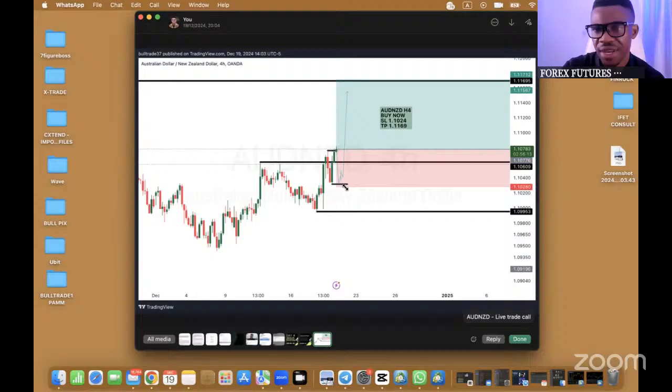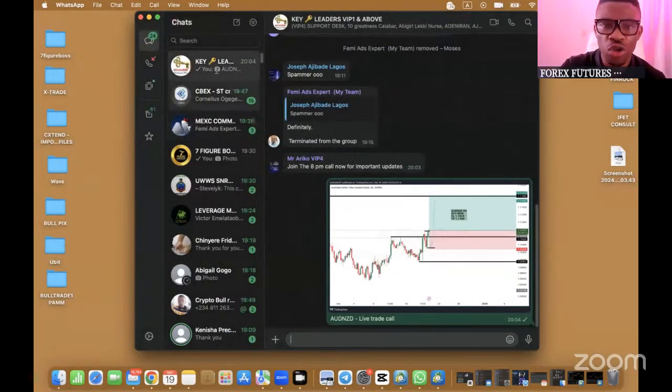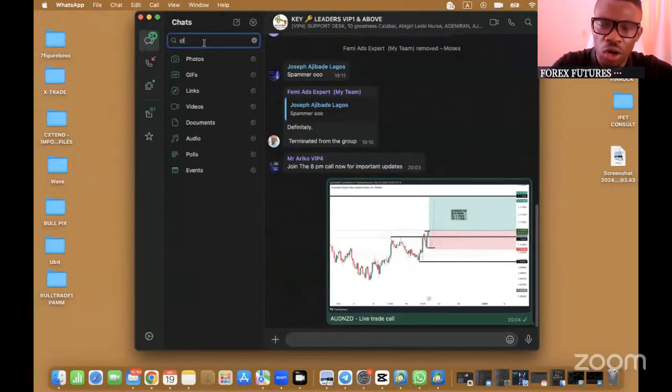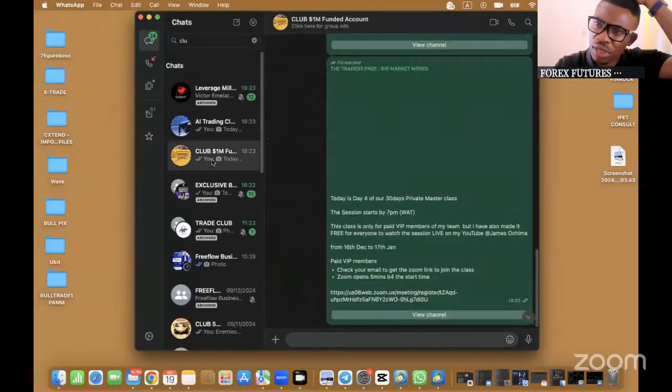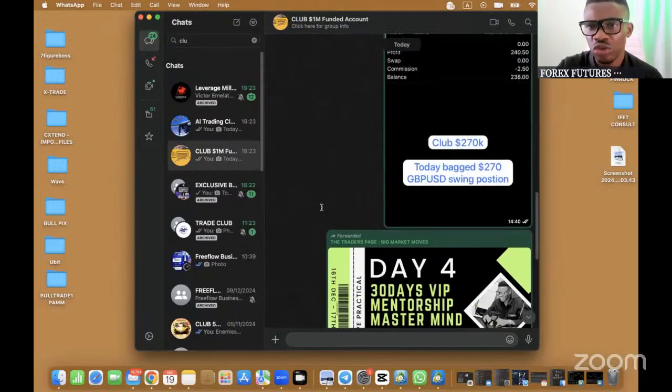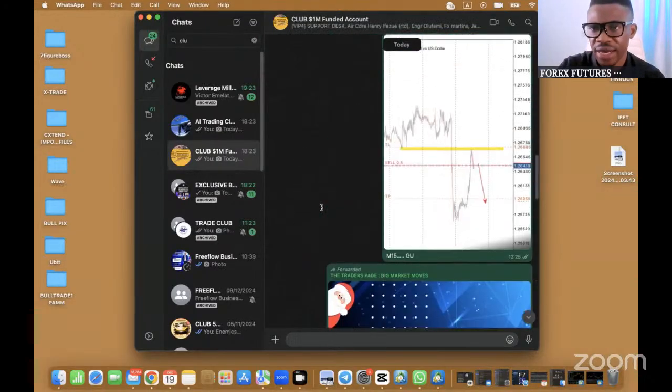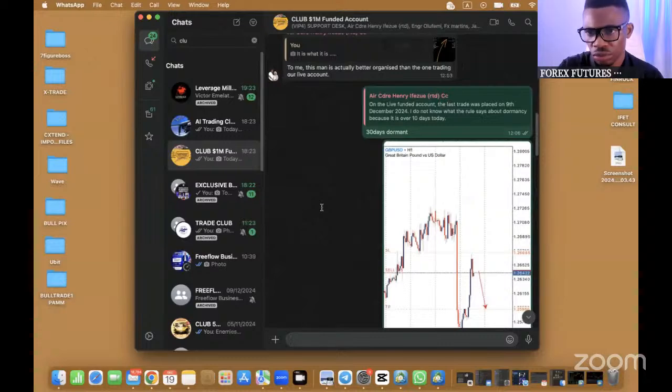So that is the reason I entered the trade. That is the psychology behind this particular trade. I'll show you another trade I took this morning, on the club account, as an extra bonus. I took a trade early this morning. The guy said that there is no trade on the account.